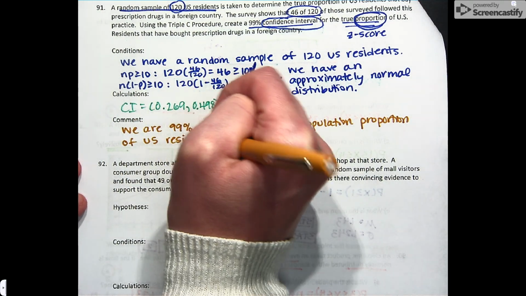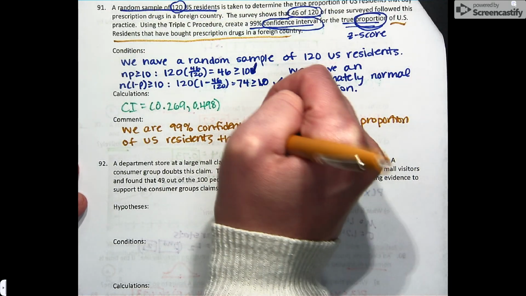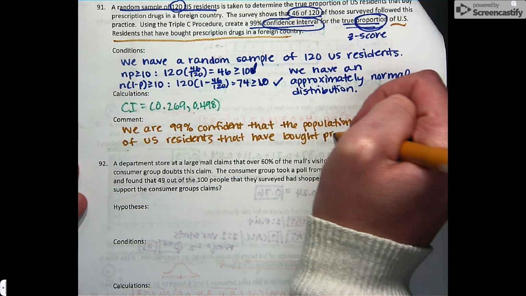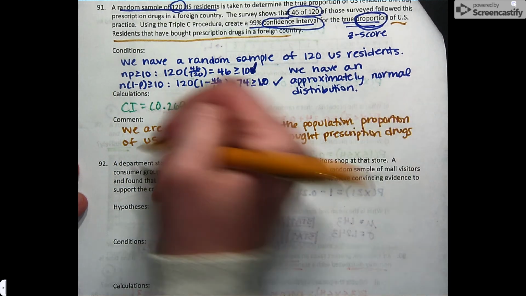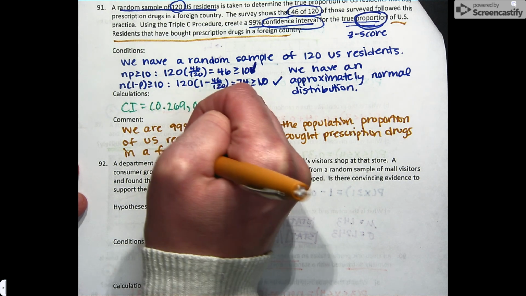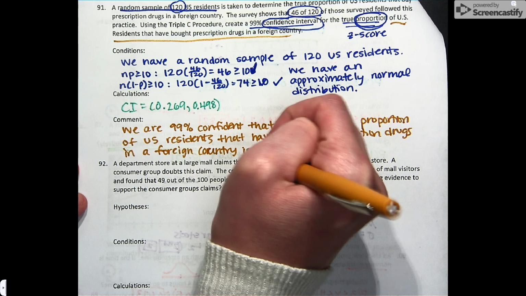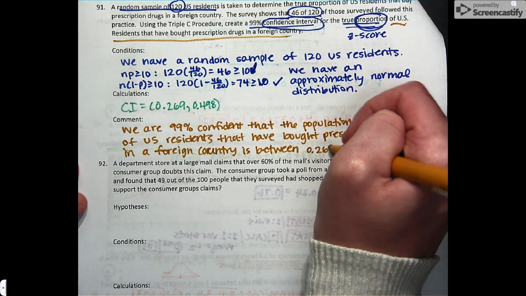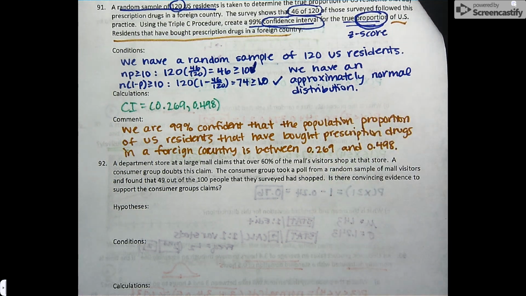of U.S. residents, so now I'm just copying down the context right here, that have bought prescription drugs in a foreign country is between the lower bound of your confidence interval, so 0.269, and the upper bound of your confidence interval, so 0.498.